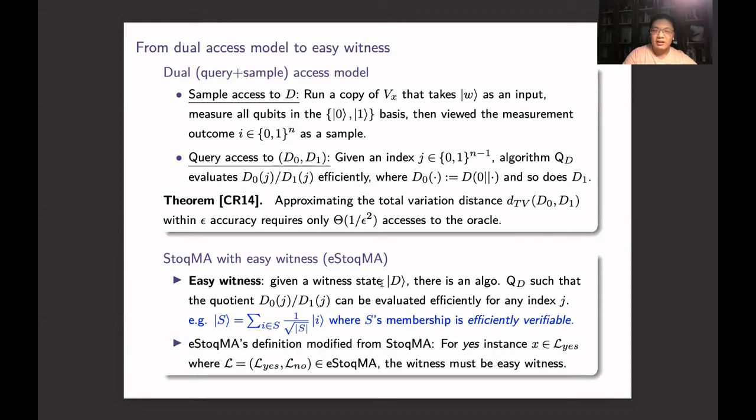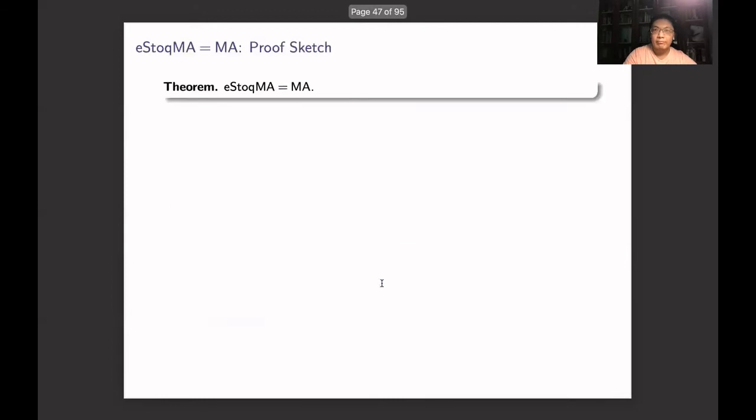And then we can define StoqMA. Just for each instance, the witness here must be an easy witness. Now let's prove StoqMA is equal to MA. First, MA is contained in StoqMA is easy. Why? Because first, a classical witness is an easy witness. And second, it suffices to show that StoqMA is contained in MA.